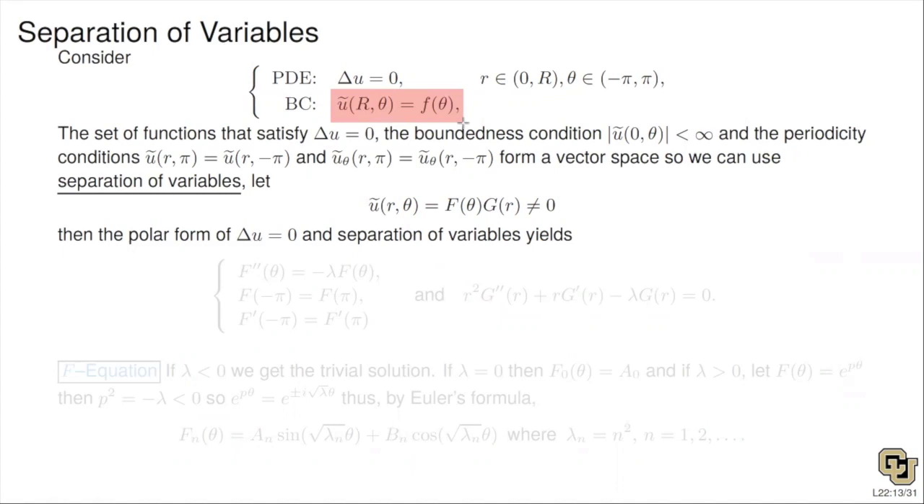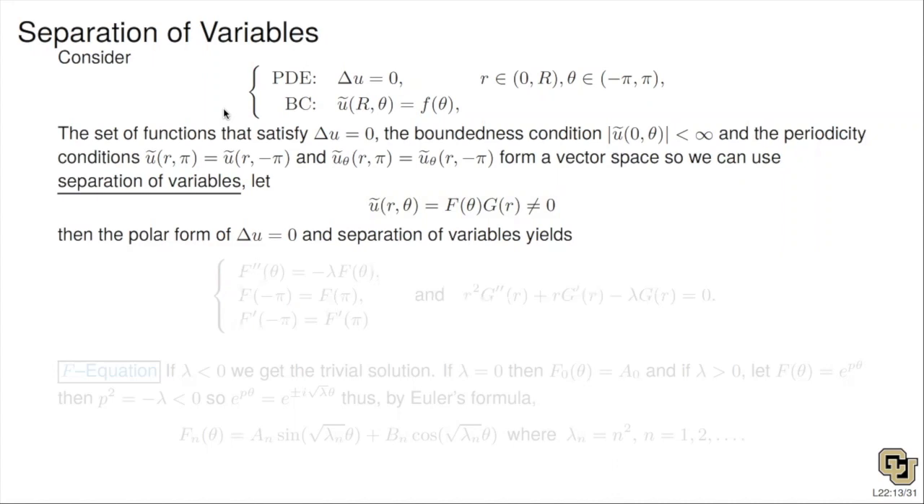Remember, there is no initial condition. Time is not a variable in this Laplace u equal to 0. This is a steady state calculation. And so we do separation of variables. It looks slightly different. It's in terms of the variables r and theta. And what exactly are we doing? We're replacing u tilde by f of theta times g of r.